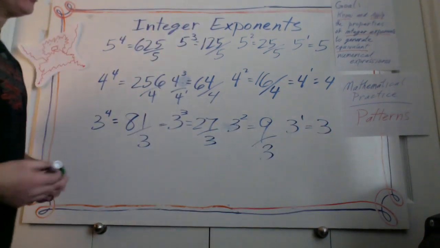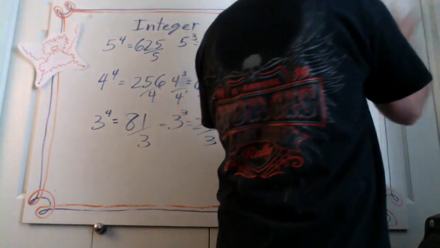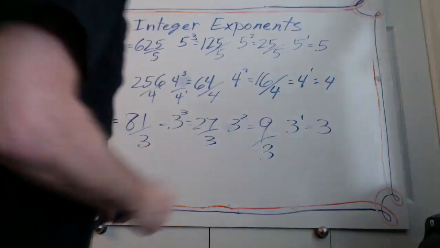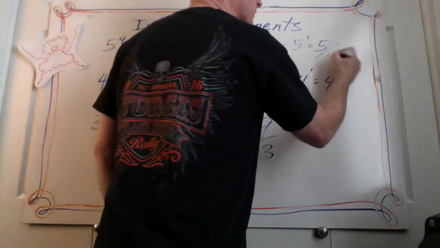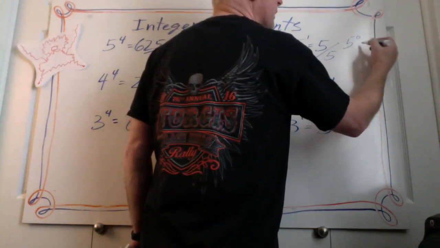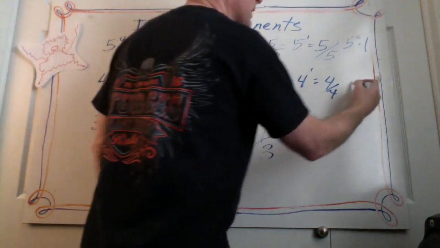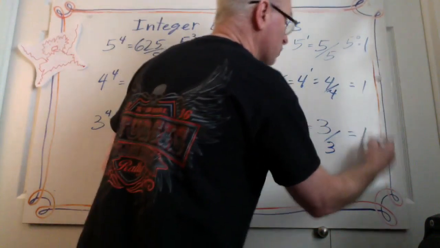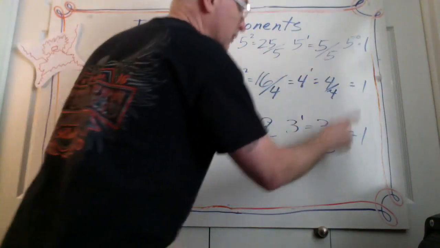Now, what would happen if I kept dividing? So what would happen, and I don't have as much board here as I'd like, but I'll change it in a second. What would happen if I divided 5 by 5? I now have 5 to the 0 power. 5 to the 0, which we all know is 5 over 5 is 1. 4 over 4 is 1. 3 over 3 is 1. So 5 to the 0th is 1, 4 to the 0th is 1, 3 to the 0th is 1.